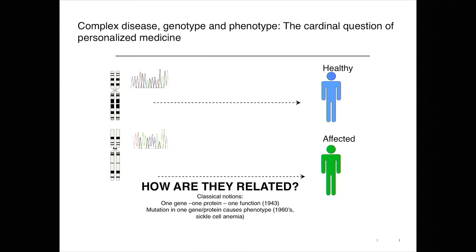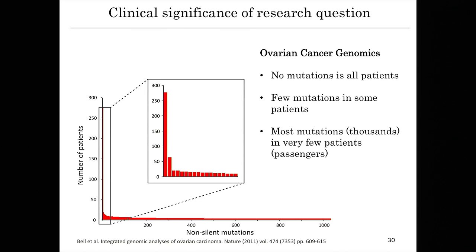We also learn from a slightly younger concept that mutations in one gene or one protein can cause a phenotype. In the classical example, sickle cell anemia, a single amino acid change in a hemoglobin chain causes a disease that occurs in humans, famous work from Linus Pauling. Okay, but clearly these concepts are not sufficient when we go to a disease like cancer.